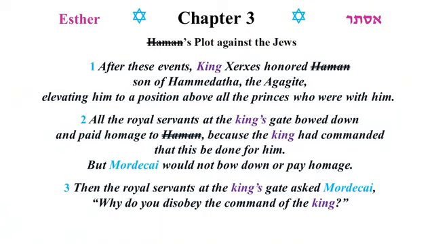Verse 2, all the king's servants who were at the king's gate bowed down and paid homage to Haman, for so the king had commanded concerning him. But Mordecai neither bowed down nor paid homage. Then the king's servants who were at the king's gate said to Mordecai, why are you transgressing the king's command? Why aren't you bowing down when Haman comes past?